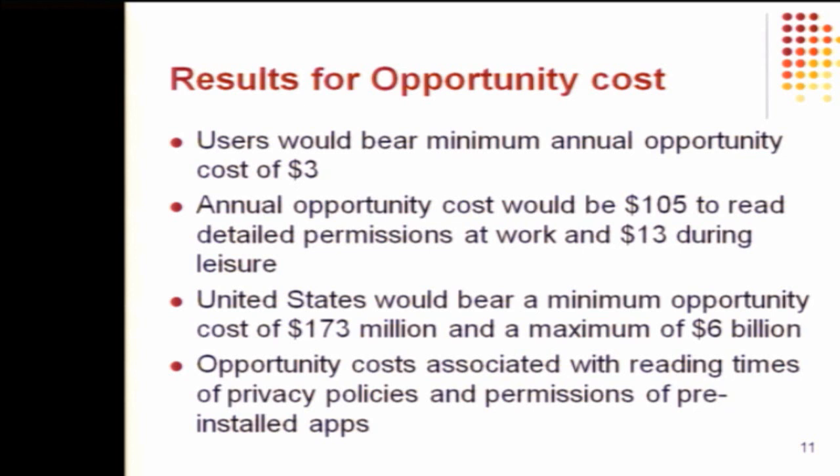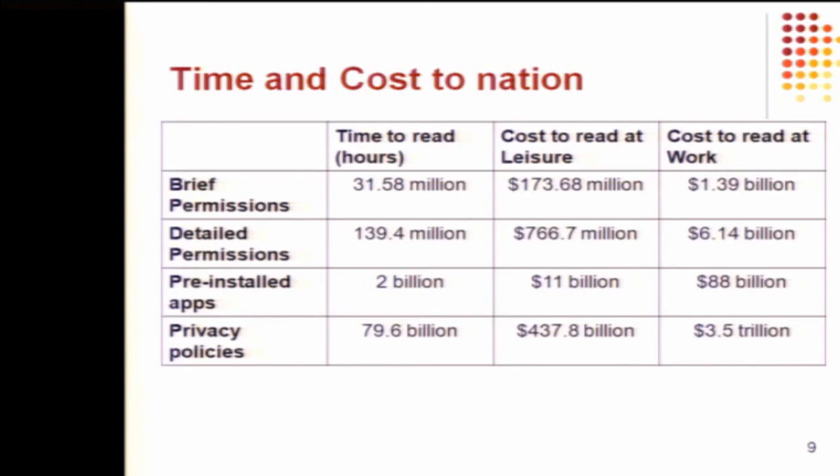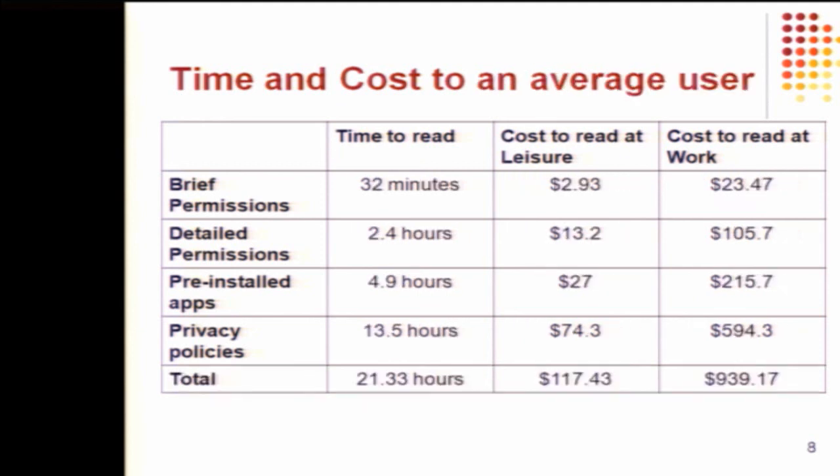And finally, there's an additional cost that we saw here. It's about 3.5 trillion. So that's quite a lot as compared to just reading the permissions in itself.